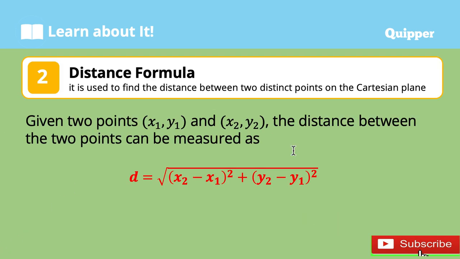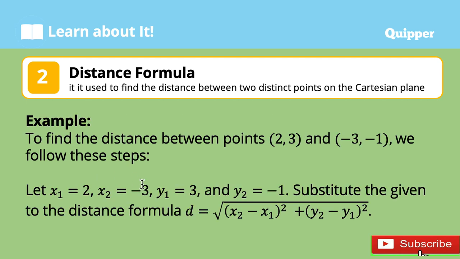Next is the distance formula. It is used to find the distance between two distinct points on the Cartesian plane. Given 2 points, x sub 1, y sub 1, and x sub 2, y sub 2, the distance between the 2 points can be measured as d is equal to the square root of x sub 2 minus x sub 1 squared plus y sub 2 minus y sub 1 squared. This is the formula in finding the distance of 2 points.